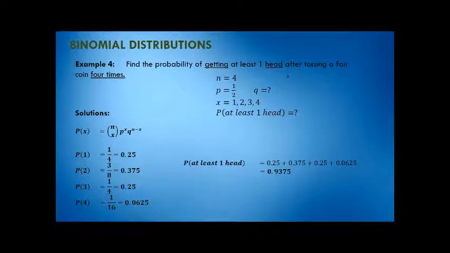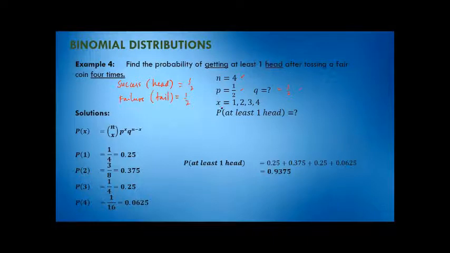So, analyze muna natin uli yung scenario. So, we have 4 times of trials. Therefore, n is equal to 4. And then again, ang success natin is getting head. So, that is 1 half. And then, ang failure is getting a tail, which is also 1 half. So, again, ang Q natin is 1 half. So, we have P and Q.